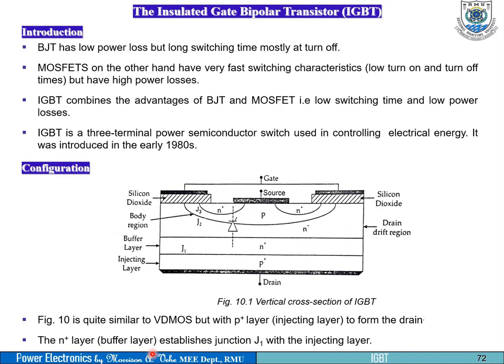Now I want to talk about IGBTs, insulated gate bipolar junction transistor. In fact, I didn't bring in the junction here, but in some literature, some books, you will see IGBT. If it is omitted, it doesn't mean it is not there. So let's introduce ourselves to this one. This is another form of power electronic switching device, and this one is a very correct one. So we'll look at what it is. That's not to say the others are not correct. Don't take me the wrong way. BJT has lower power loss but long switching time, mostly for turn off.